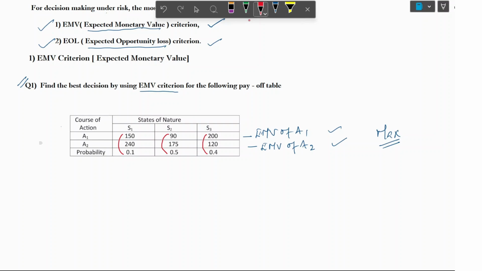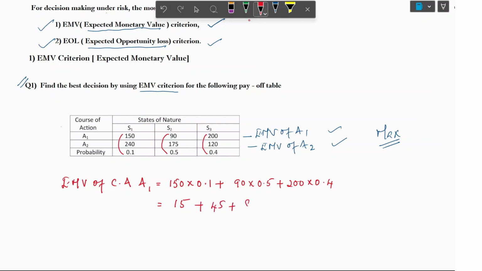Therefore, here I'm going to write the step. EMV of course of action A1 equals 150 multiplied with 0.1 plus 90 multiplied with 0.5 plus 200 multiplied with 0.4. Multiply separately because it's a simple calculator; you cannot do it in one step. That is 15 plus 45 plus 80. That gives you the value 140.